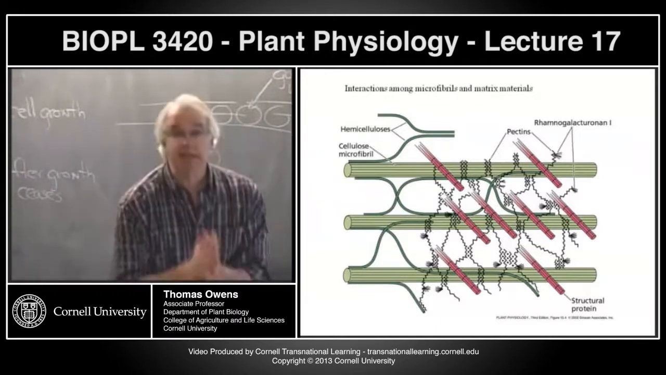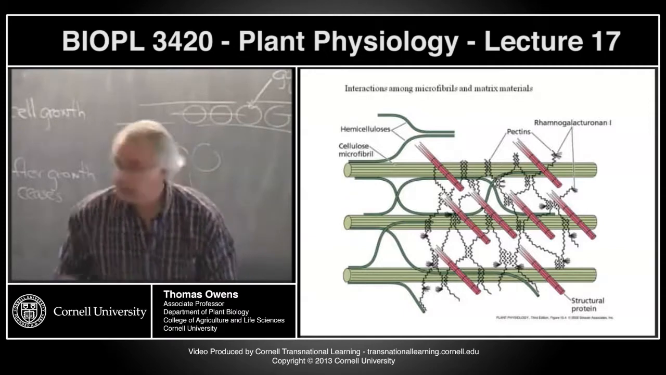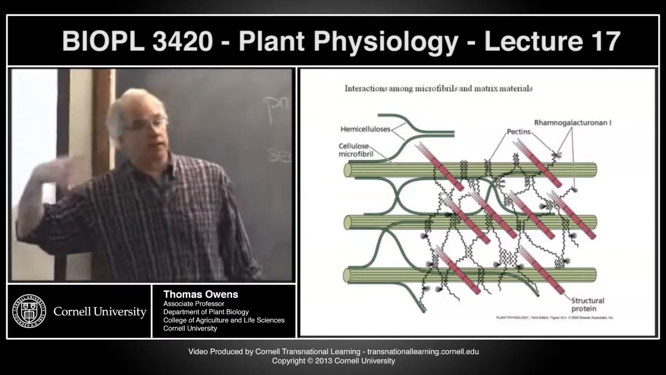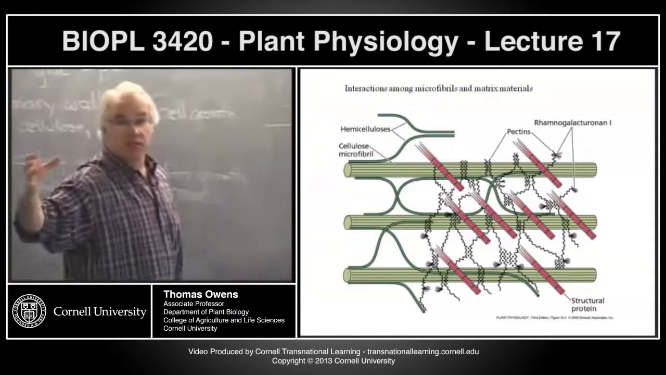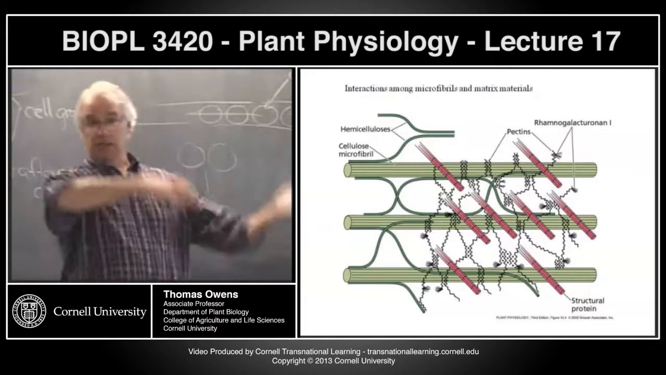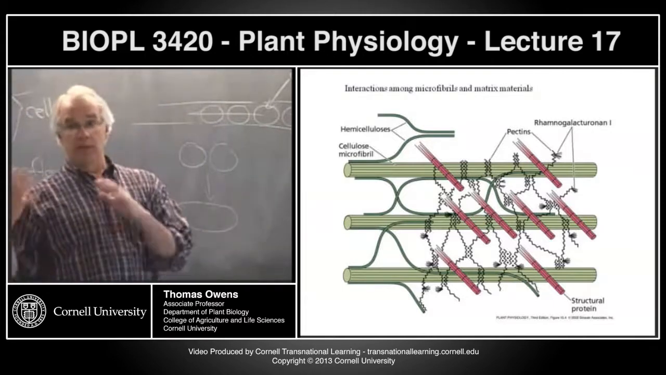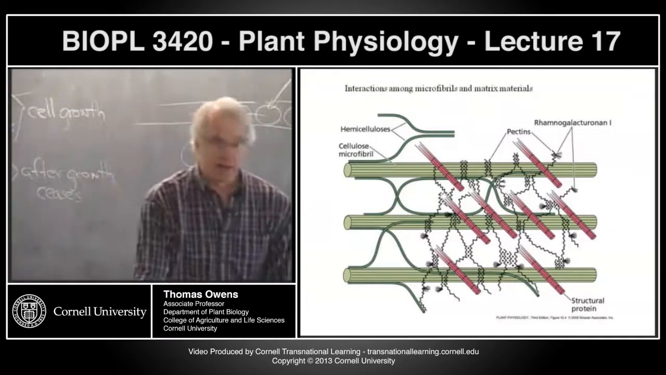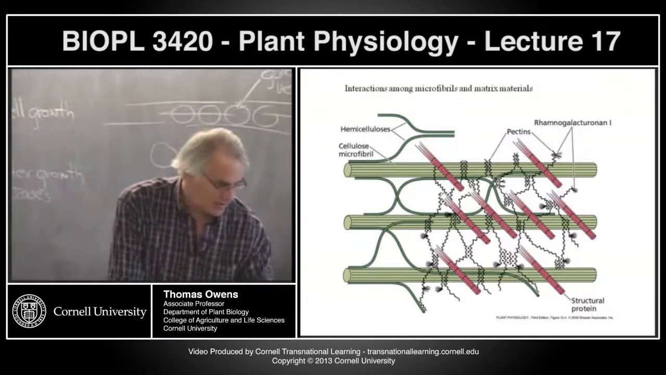Okay, so let's think about how these cellulose microfibrils are made. We said that they're big things that function outside the cell wall. They're not synthesized inside the cell and then exported out. They're made at the level of the plasma membrane, and as they're made, the product ends up outside the cell rather than inside the cell.